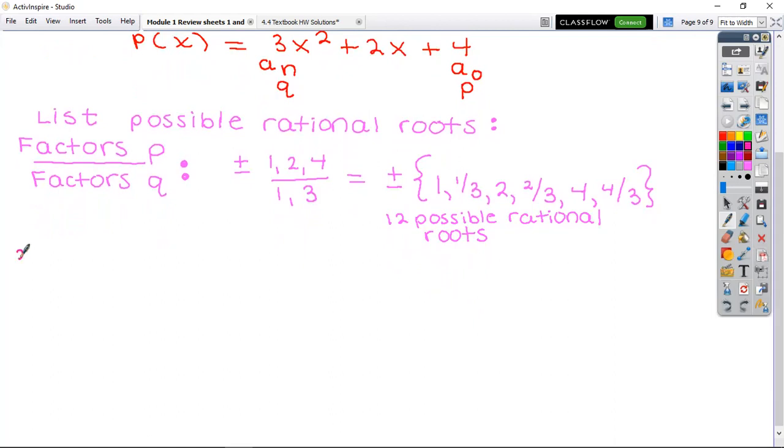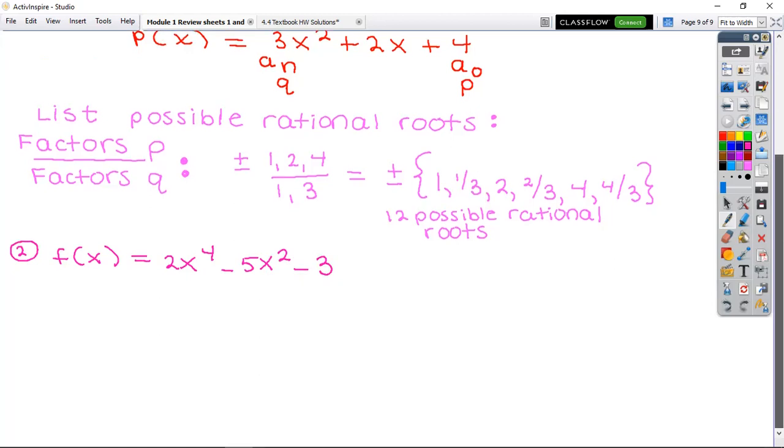I'll say number 2 here. Let's say that we have f of x, instead of p of x, equal to 2x to the 4th power minus 5x to the 2nd and minus 3. This is a degree 4 polynomial, which means when you actually go to physically find them all, how many roots would you have? 4. Good. So this again is going to have 4 roots once you get to that part.